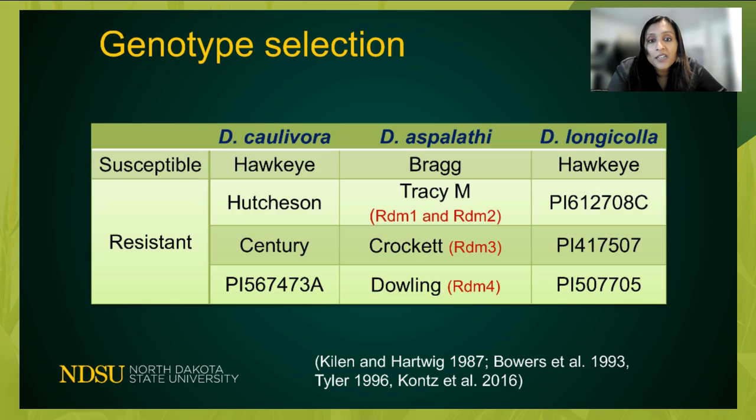As part of this study, this was a greenhouse study that we did. Hutchinson and Century were reported to have resistance to Diaporthe caulivora. I believe it was reported in the 1980s. This was a PI line, PI 5674473A, out of my research program at South Dakota State, where I was previously located before my current position at NDSU. Tracy M, Crockett, and Dowling were reported by Paoli in 2003 to have resistance to Diaporthe aspalathi.